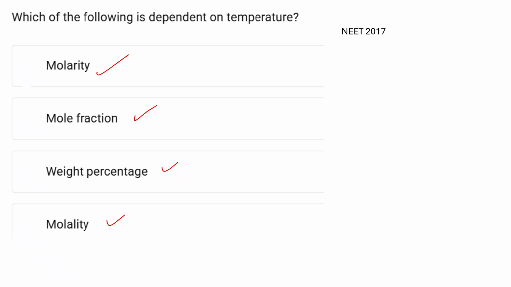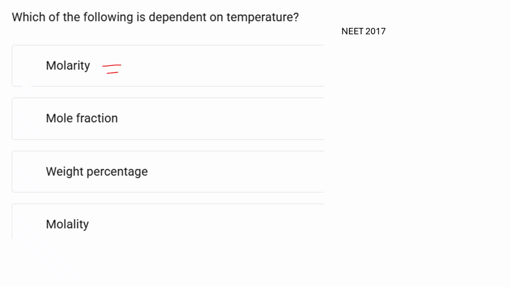First of all, how to solve this? From the definition, we can approach this question. Definition, which means what do we mean by molarity? Then what is the expression for molarity? We need to think about it, especially if we are explaining in terms of an expression or a mathematical form.